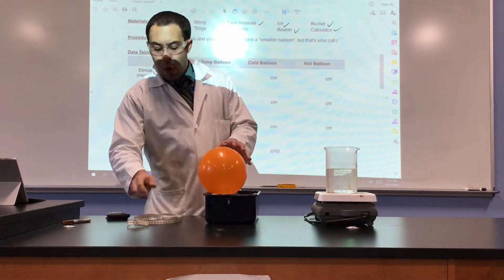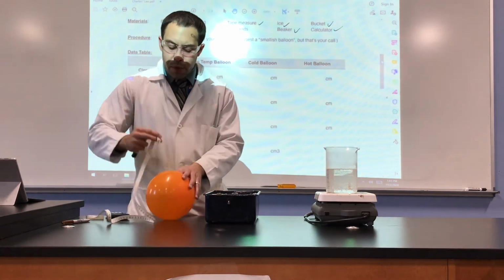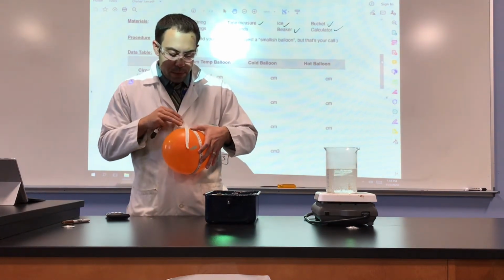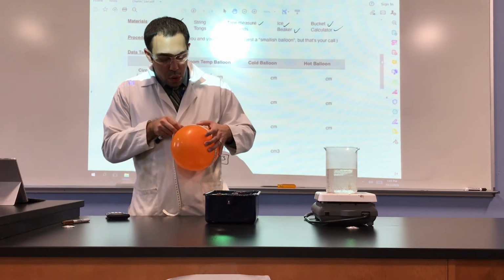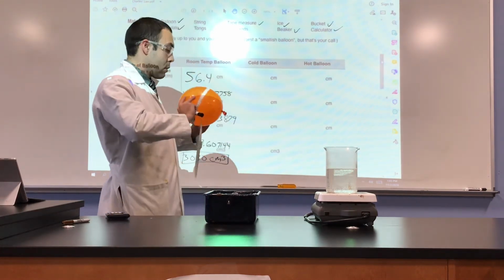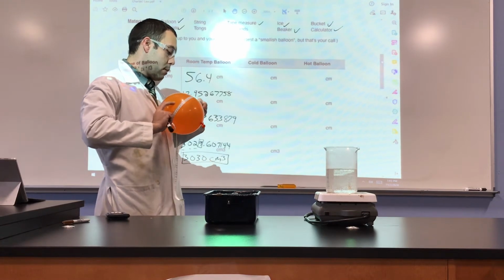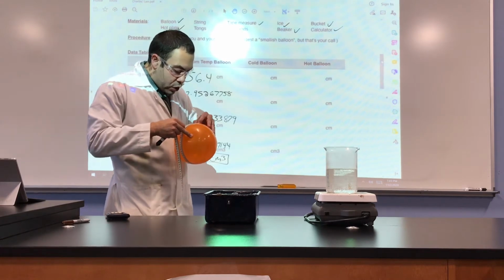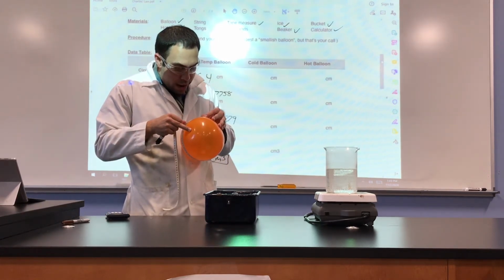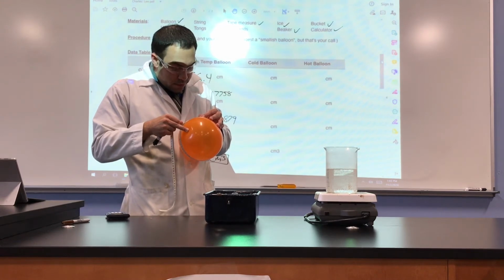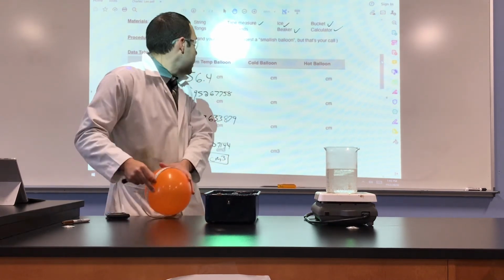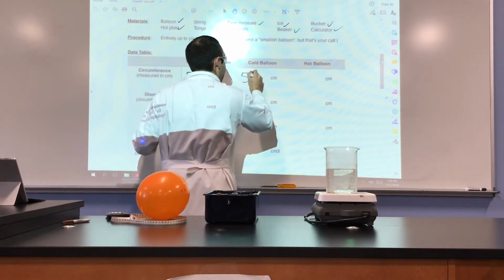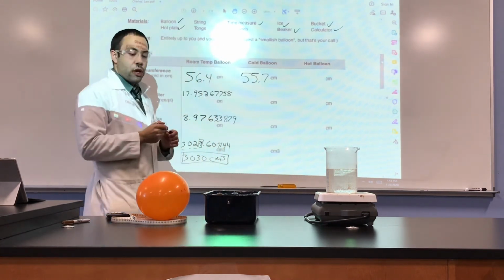Okay, so let's record the new circumference. You want to do it fast because we just took it off the ice. We want to see if our numbers changed. Go along the same path. Oh, we're off a little bit. And our numbers changed oh so slightly. It looks like we are at 55.7. Cold balloon, 55.7 centimeters for our circumference.